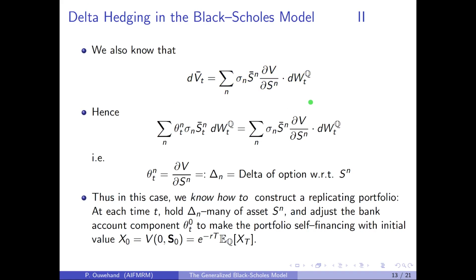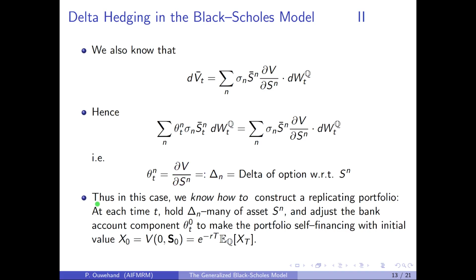Equating these two expressions for dV bar, we obtain the following. And as you can see, sigma n, S bar n, and W^Q are common to both sides. However, the left side has a theta n(t) and the right hand side has a partial dV by dSn, and that suggests theta n(t) is equal to partial dV by dSn. And this partial derivative is known as the delta of the option with respect to the nth asset.